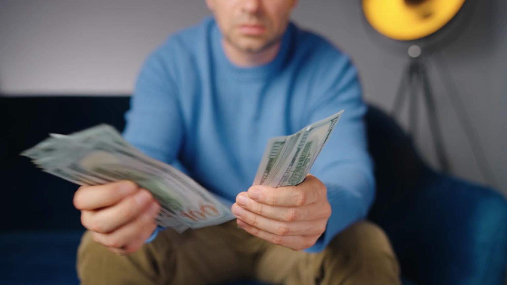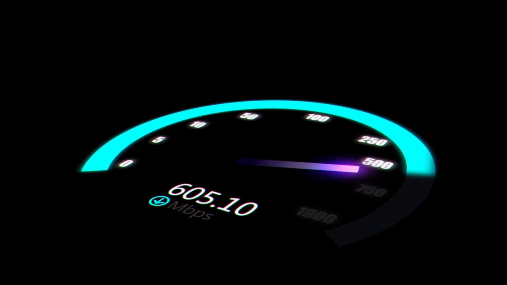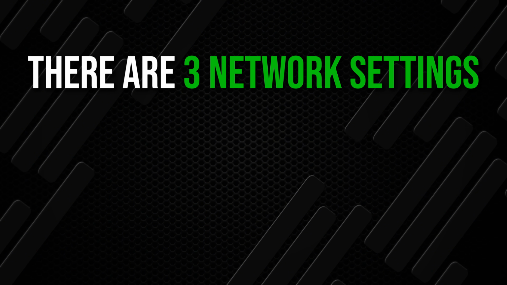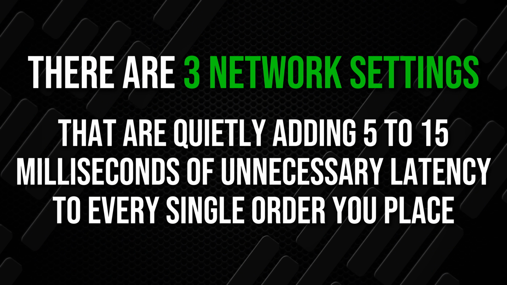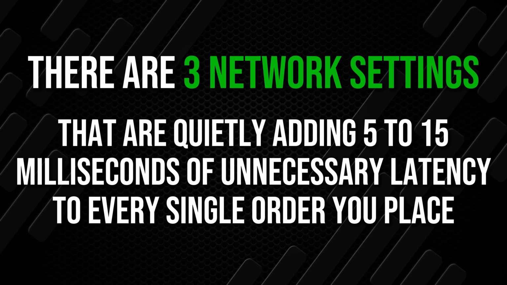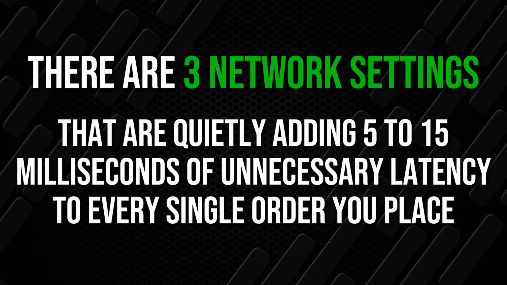Your Windows 11 installation is probably lying to you. You pay for high-speed internet. You run the speed tests. Everything looks fine. But inside Windows, there are 3 network settings that are quietly adding 5 to 15 milliseconds of unnecessary latency to every single order you place.